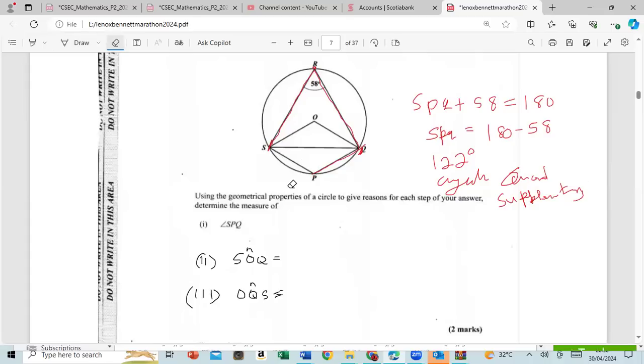You're a person from Guyana or Antigua? Yes. Okay. All right. Welcome. When you do your vacation, you must come to Jamaica. Yeah. Okay. Thank you.